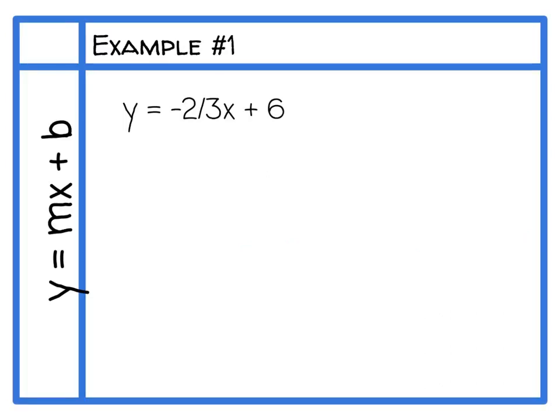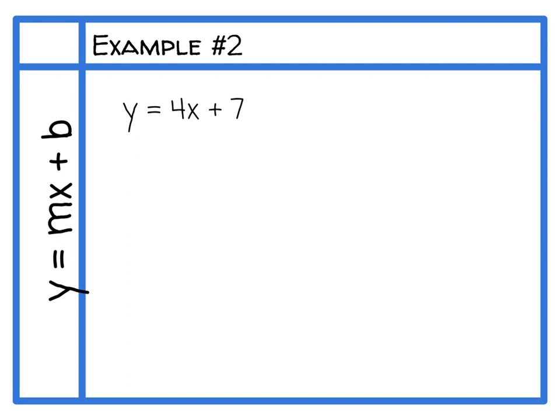For example, if we had a line like y equals negative 2/3 x plus 6, I can ask you questions like, what is the slope? And what is the y-intercept? If y is all by itself, which in our case it is, all we need to do is look to the coefficient of x. The number sitting in front of the x is our slope. So our slope here is negative 2/3. And then our y-intercept is the constant, the number all by itself. So our y-intercept here is 6.